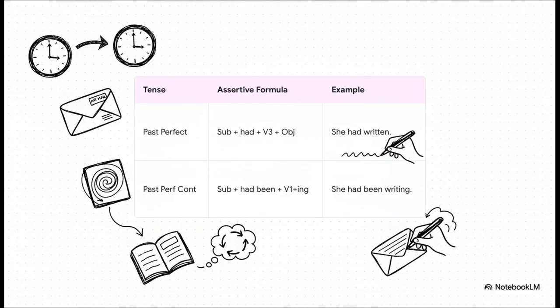Let's compare these final past forms. The past perfect uses "had" for actions that were totally completed before another moment in the past. It's kind of like a timeline telling us which action took place first. "She had written a letter." Meanwhile, the past perfect continuous adds "been" for an ongoing action that led right up to a point in the past. "She had been writing a letter."